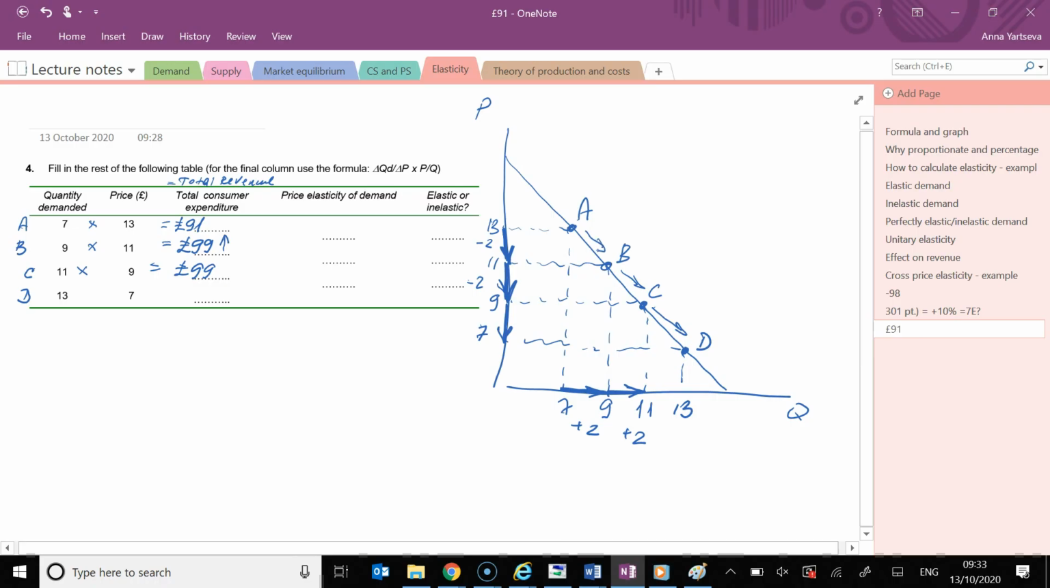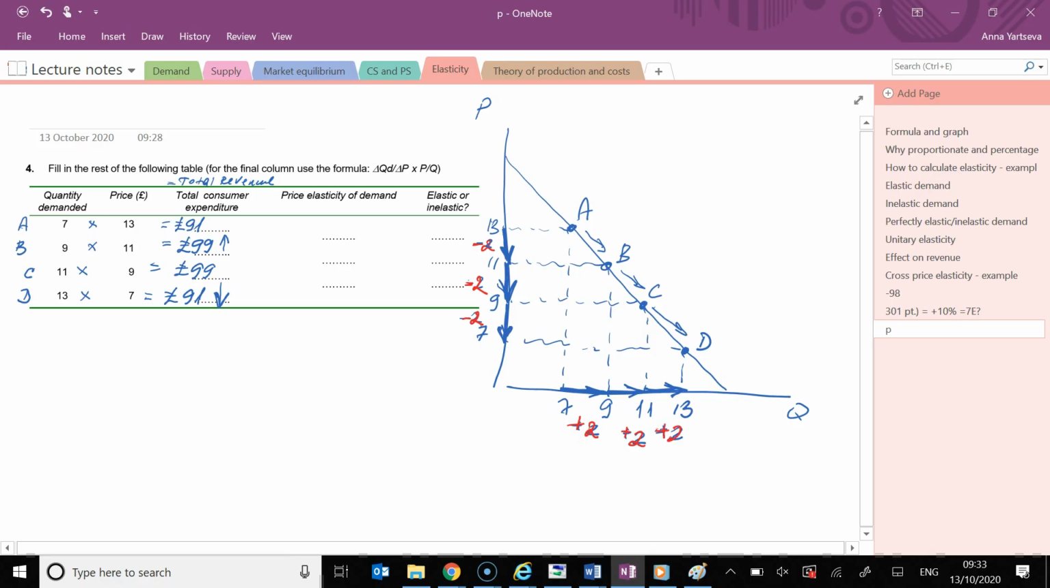Should work. We drop the price by the same 2 pounds, so from 9 to 7, price drops by 2. Quantity, of course, increases by 2 units as well. We do get 2 additional customers, so now at point D, we sell 13 units at 7 pounds, and our total revenue happens to be 91. How come? Total revenue dropped. We were doing absolutely the same thing all the time. We were reducing the price by the same 2 pounds. We were gaining the same number of customers all the time.